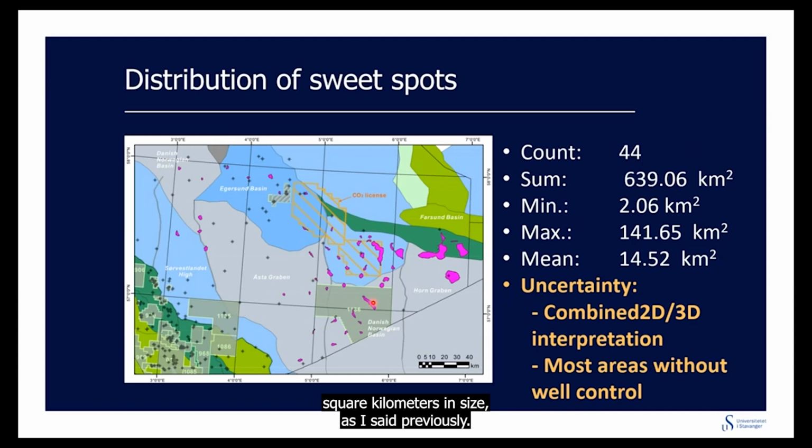As I said previously, there are some uncertainties regarding these sweet spots. First, because the interpretation of these salt structures is based on the combination of 2D and 3D seismic interpretation, 2D seismic interpretation might lead to some uncertainties and bias in the interpretation. And as you can see from these sweet spots of the salt structures, most of these areas do not have well control.